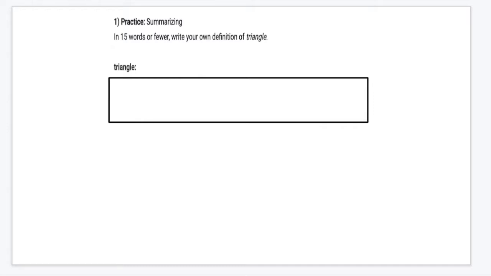So in today's lesson, we're going to be going over the concepts in the study guide for lesson 2.1 in your Apex Geometry course, titled What is a Triangle? So the first question that we have to do is, in 15 words or fewer, we want to write our own definition of a triangle.